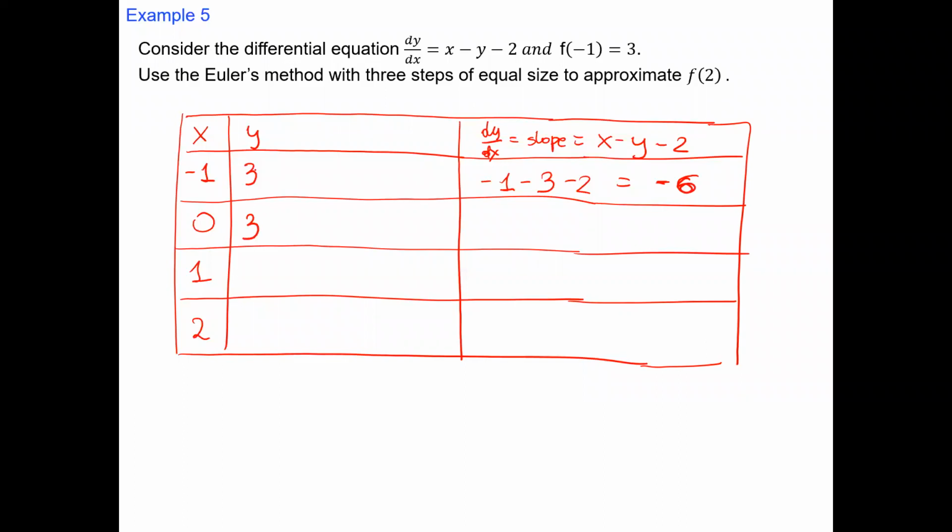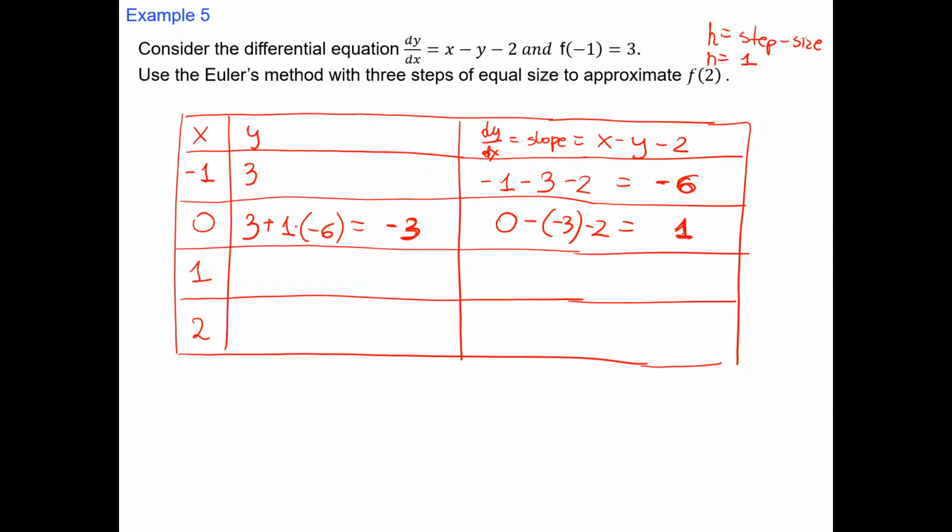I have to copy the value above plus h, which is in this case the step size. Step size, it's simply 1. 1 times the slope above, negative 3. And computing a new slope, x is 0, minus y, negative 3, minus 2, positive 3, minus 2, it is 1. Great. Am I right?